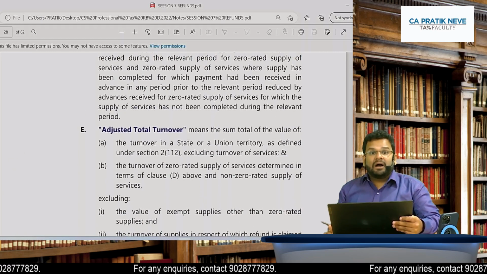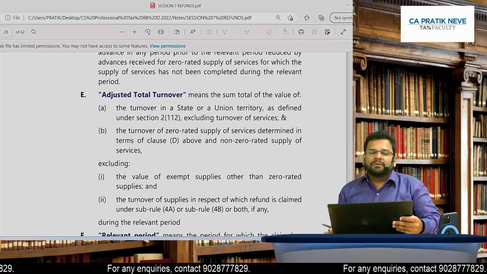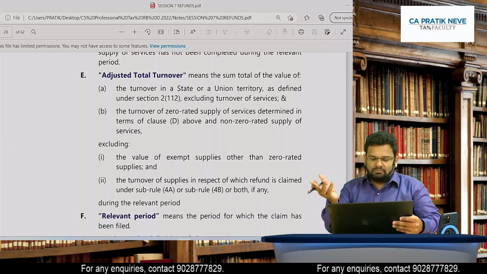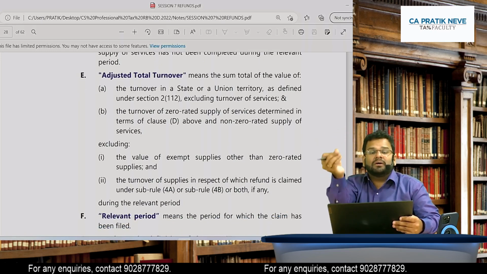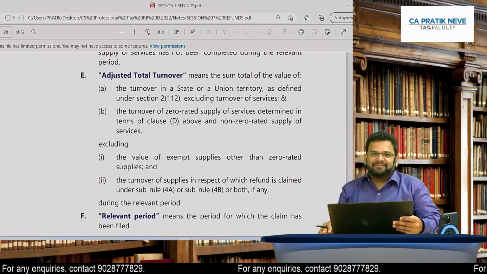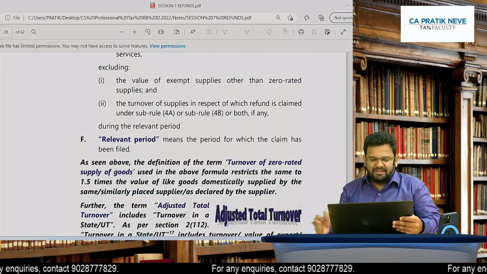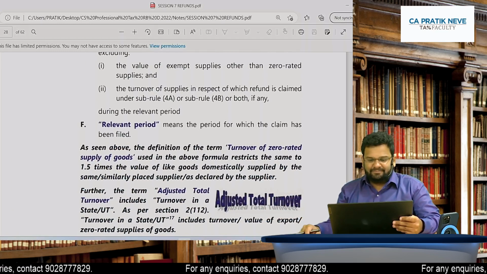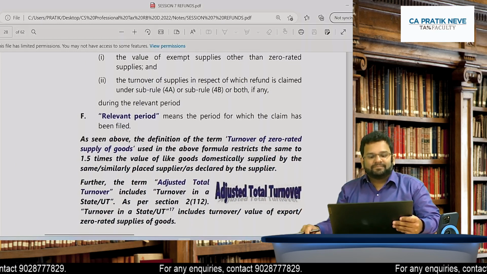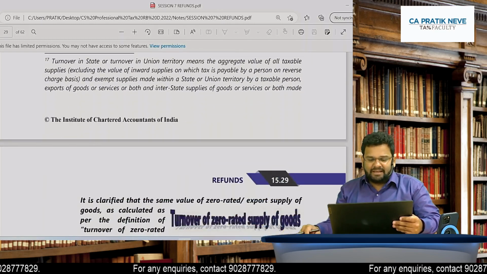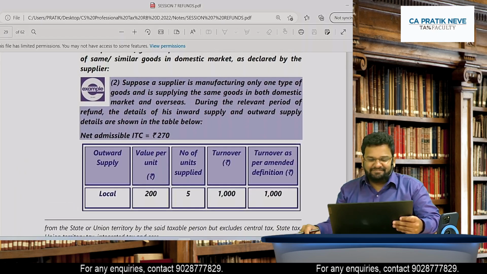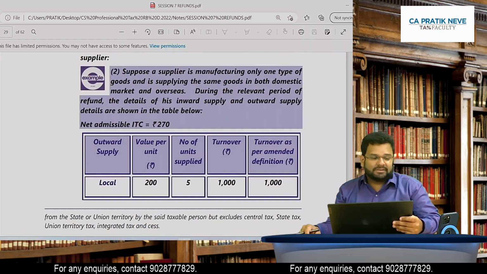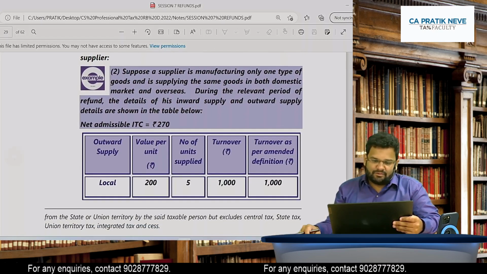Clear? Now adjusted total turnover will be nothing but the addition of all the above things plus also your domestic supply. That's it. Done. Okay, can we see an example on this to be more satisfied? Let's see an example on this.